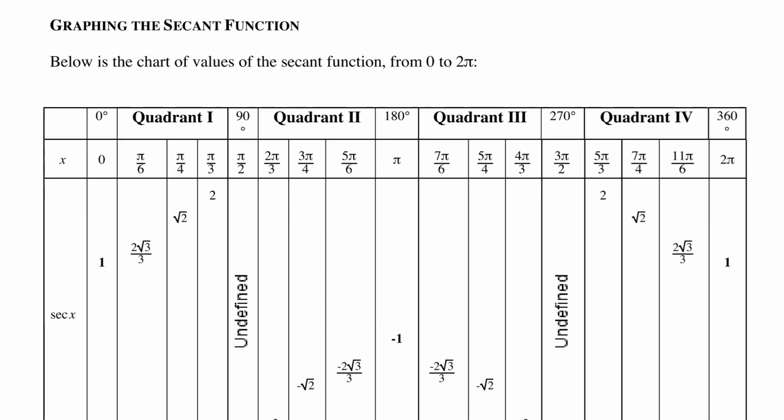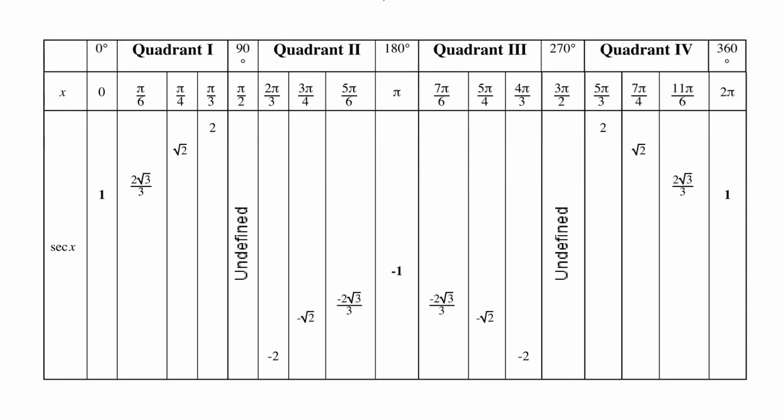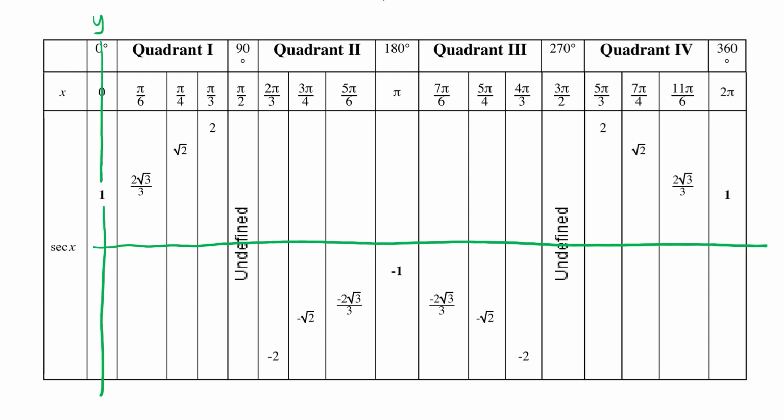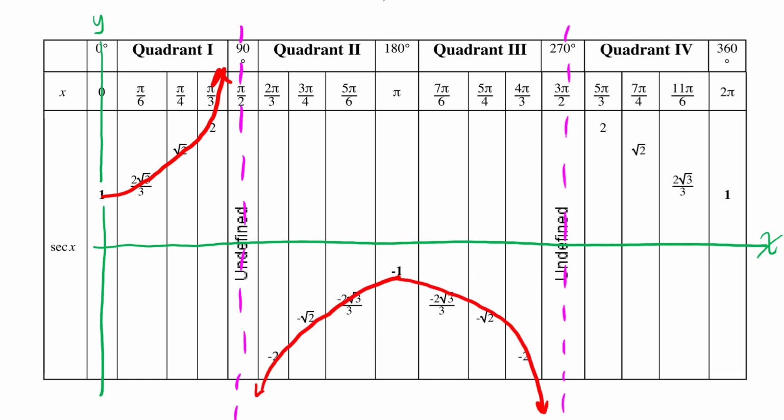Let's do the same thing with the secant function. So here's a chart of secant values from 0 to 2 pi. And I'm going to again draw the y-axis and the x-axis through these values. And where secant is undefined, I'm going to draw a vertical asymptote. And then I will connect those values. And this is what the secant function looks like from 0 to 2 pi.